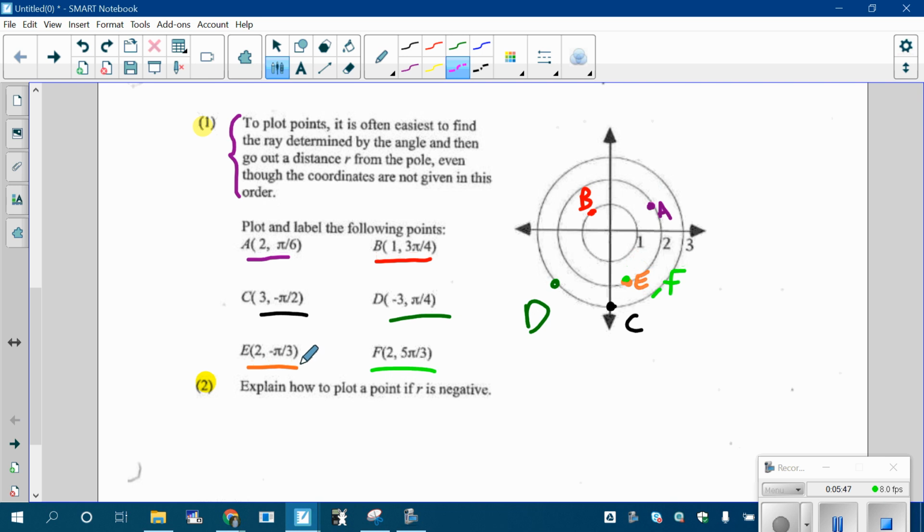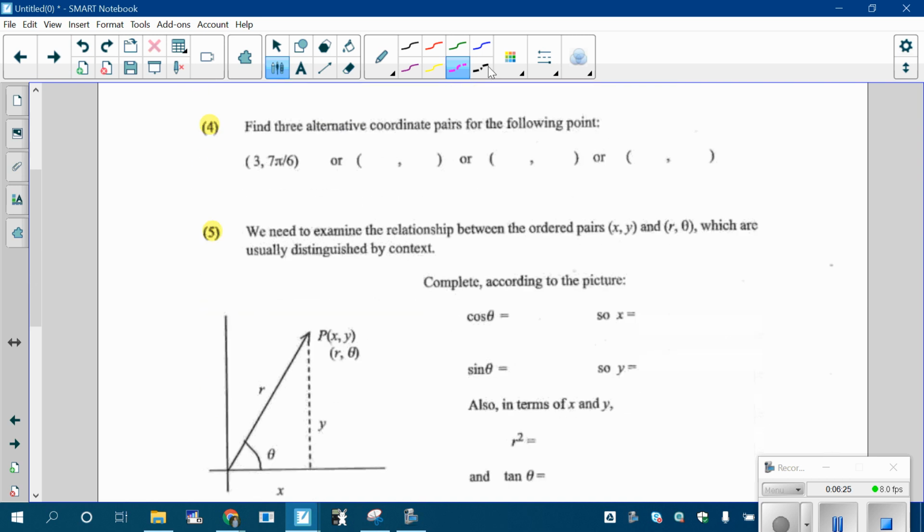What happened with E and F? They're at the same place. Because of coterminal angles and that negative R business, you can have 2 points that look different but actually plot to the same place. Going at an angle of negative pi thirds and going out 2 is the same as going at an angle of 5 pi thirds and going out 2. There's actually infinitely many ways to name any place because you can have coterminal angles. Okay. So that's just a weird thing that can kind of happen.